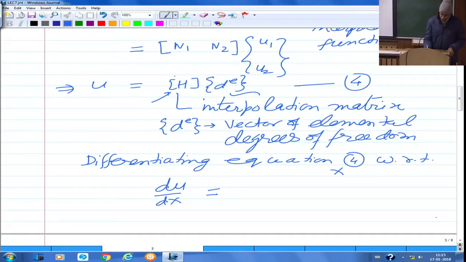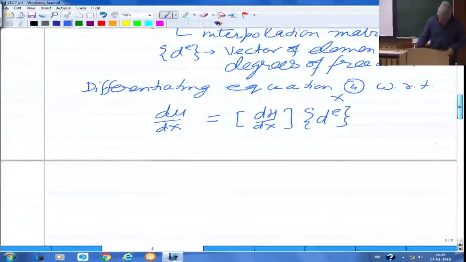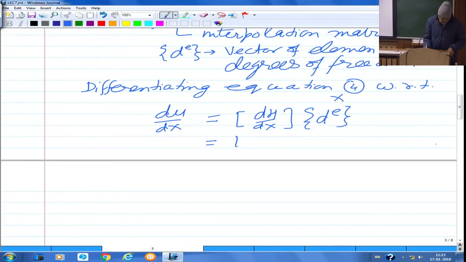So differentiation means differentiation of this H. So it would actually be dH by dx into dE. And since this H is nothing but n1 and n2 in this case, this differentiation means differentiation of each element of the matrix. So dn1 by dx, dn2 by dx into dE. This is what it is, dH by dx, differentiation of each element.